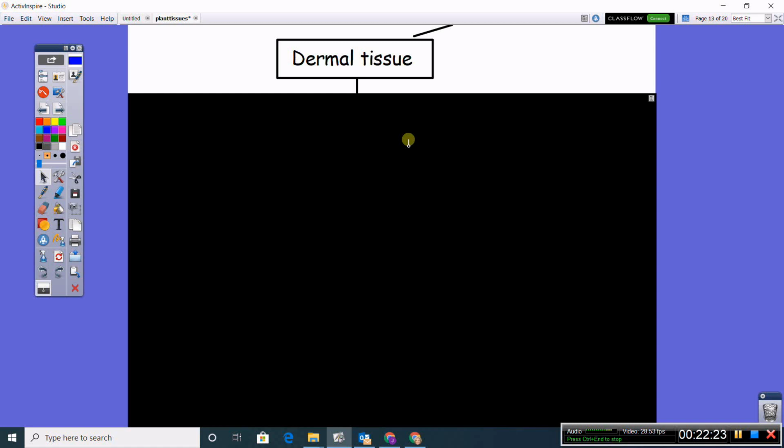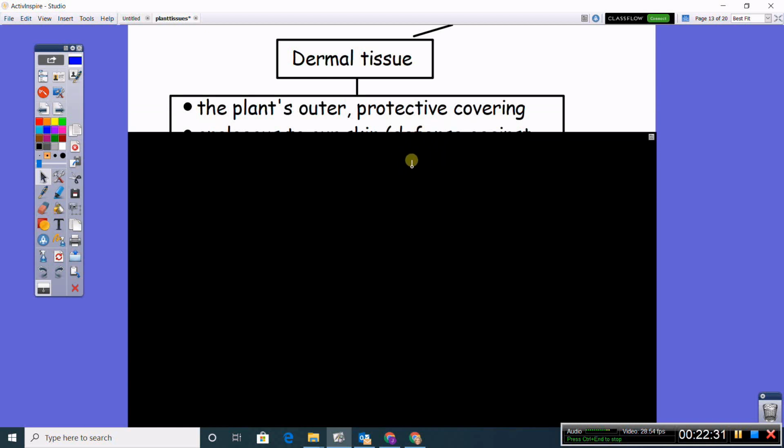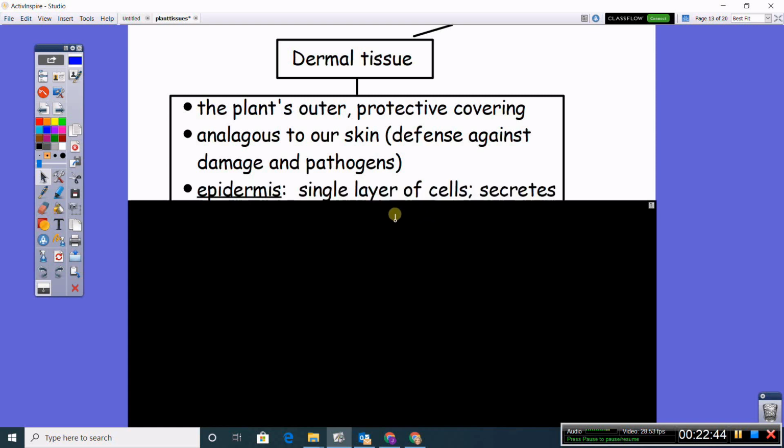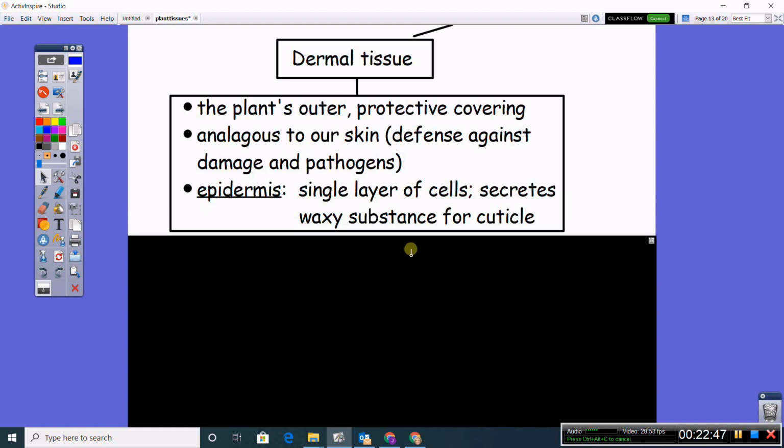So first up is dermal tissue. So when you see that root derm, you kind of think skin, you kind of think a covering tissue. So this is the plant's outer protective covering. And you want to think of it as being analogous to our skin. So it's there as defense against pathogens and other things that can cause damage. And so just like our skin has an epidermis, so if you've taken anatomy, you learned all about the epidermis and the dermis, your plants do have an epidermis as well.